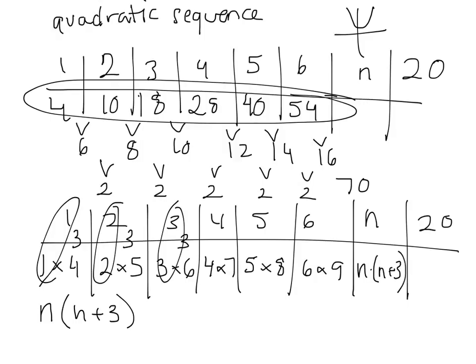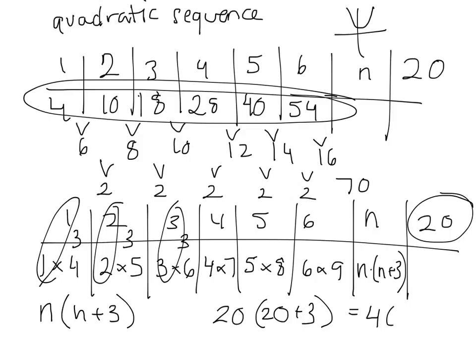Now it's going to be much easier to find our 20th term. So what we do, since n is going to be 20, it's going to be 20 times 20 plus 3, which comes out to be 460.